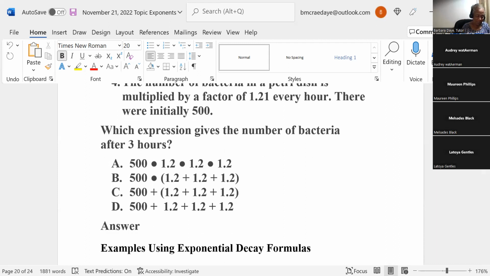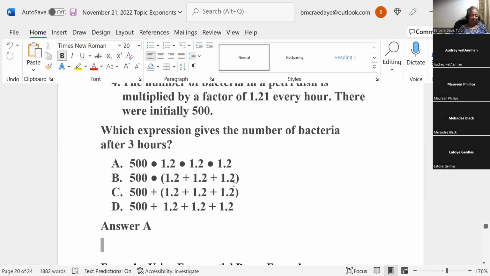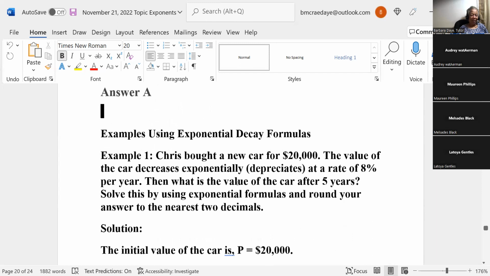Question? No. All right. Now, I want to look at some decay. Now, think of a car. A car depreciates, right? They say the minute you drive out the showroom, your car has lost value. Okay, here's a car. It depreciates at the rate of 8%. What is the value of your car after 8 years?